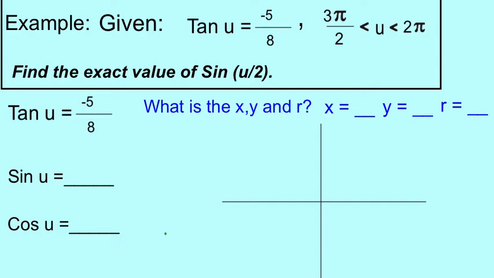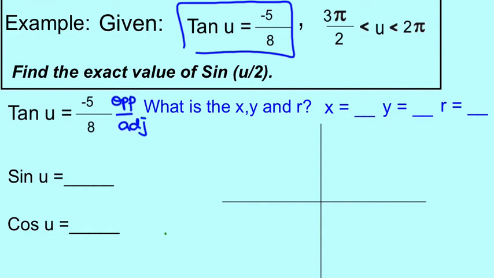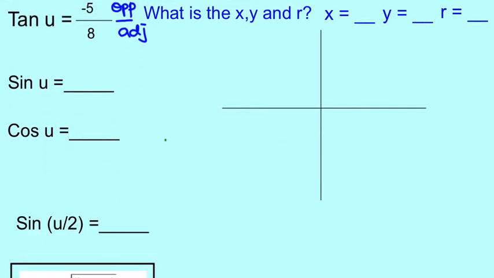So we're going to start with the tangent of u equals -5/8. If we remember right triangle trig, tangent represents opposite over adjacent. So we're going to create a right triangle in the fourth quadrant. Here is 3 pi over 2. Here is 2 pi. This angle u must fall in the fourth quadrant. So I'm going to create a right triangle.